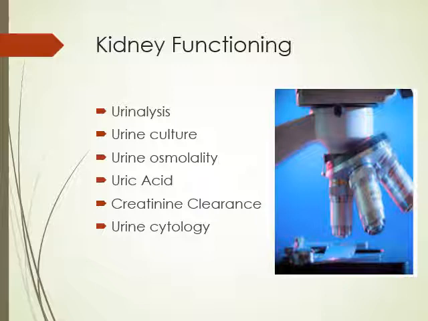Creatinine clearance, this tells how well the kidneys can excrete creatinine. Normal is 15 to 25 milligrams per kilogram in 24 hours. So it would be elevated with decreased urine creatinine, and that shows decreased kidney function. You see elevated serum creatinine, but a decreased urine creatinine, and this will show decreased kidney function.